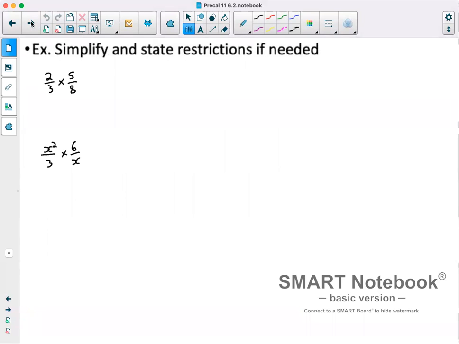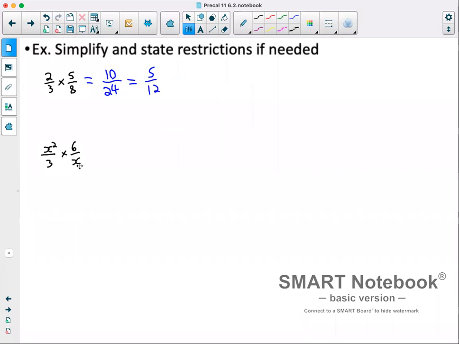So for example, simplify and state restrictions if needed. So we have 2/3 times 5/8. So we'd multiply across our numerators. So 2 times 5 is 10 over 3 times 8, which is 24. We'd then reduce this to lower terms. If we wanted, we could reduce to lower terms at this point as well, because we could see that the 2 would partially cancel out the 8, and then we would get the same fraction.